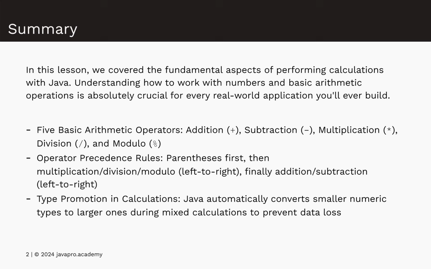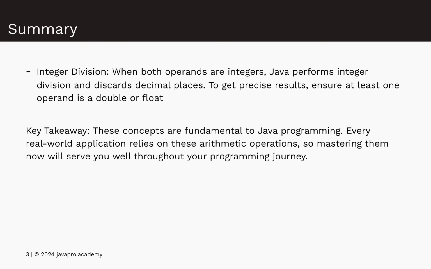Next, we discovered type promotion, which is Java's automatic system for converting smaller numeric types to larger ones during mixed calculations. This prevents data loss, but means you need to understand what type your results will be. Finally, we tackled the notorious integer division problem. When both operands are integers, Java performs integer division and discards decimal places. To get precise results, ensure at least one operand is a double or float before the division occurs.